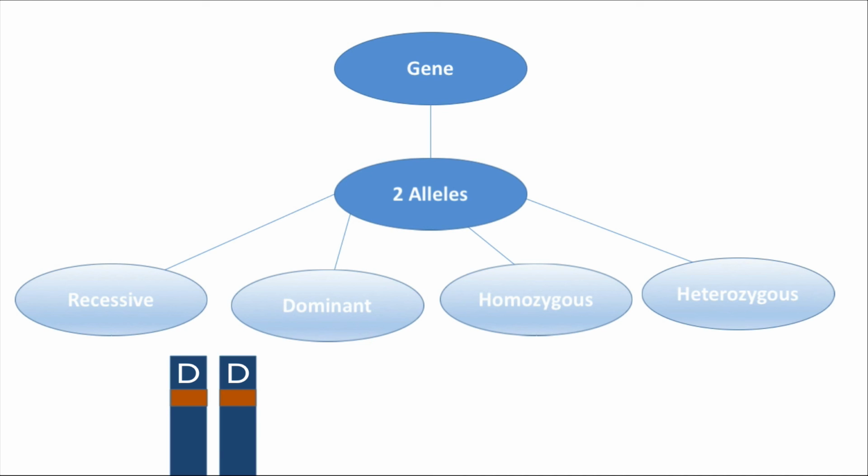But if one allele was dominant and one allele was recessive, in this case we call it heterozygous. Hetero means different, so we have different alleles, we'll call it heterozygous allele.